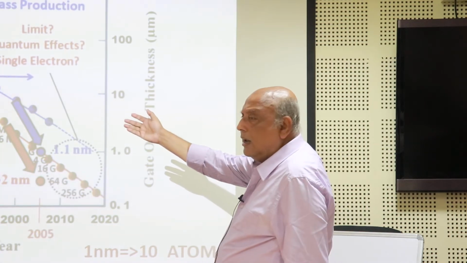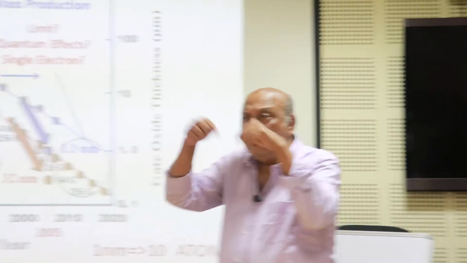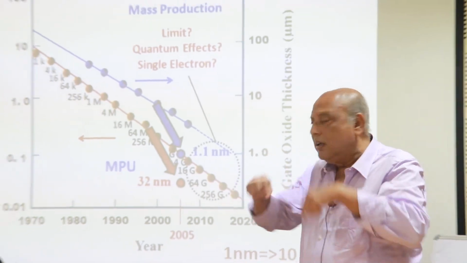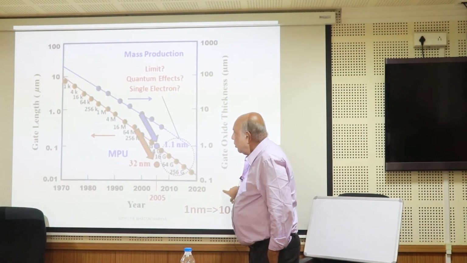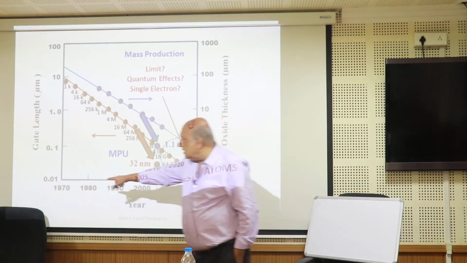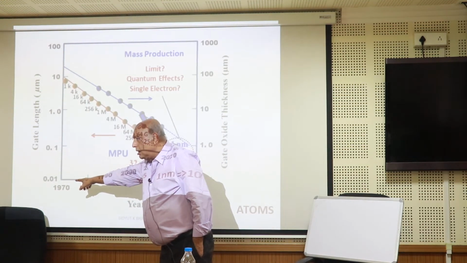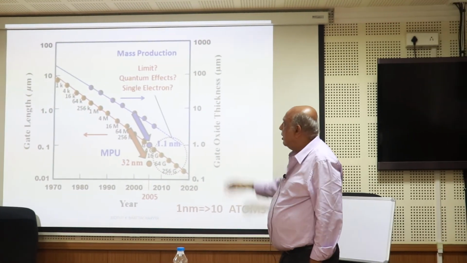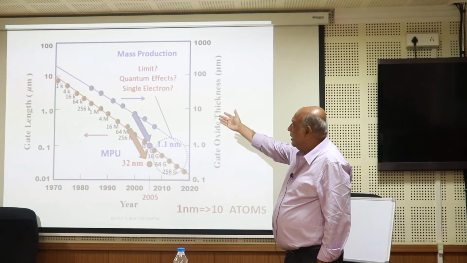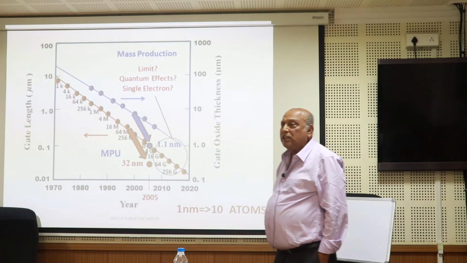This is the channel length I talked about, implant and all these stuffs. This is the way it is going. In 2020, this is 10 nanometer. So it could probably go down to below 10, or 5 or 6 nanometers. So there's a lot of problem. There's a quantum effect. What is quantum effect?